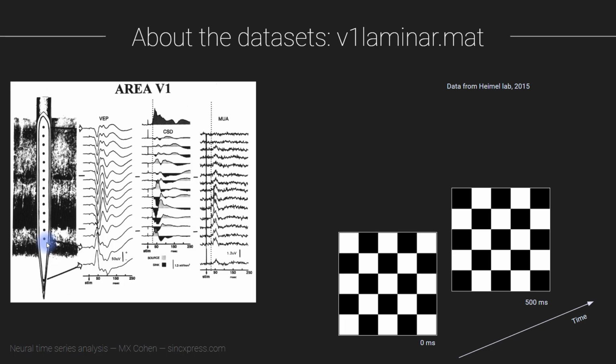And the mouse was also doing an experiment while we were recording the data. It was a really simple stimulation protocol. So at time 0, there was a checkerboard, looked like a chessboard like this, visual stimulus that appeared on the screen in front of the mouse. And then after half of a second, the contrast reversed. So you can see that all of the white squares turn into black squares and vice versa. So this is basically the entire experiment.